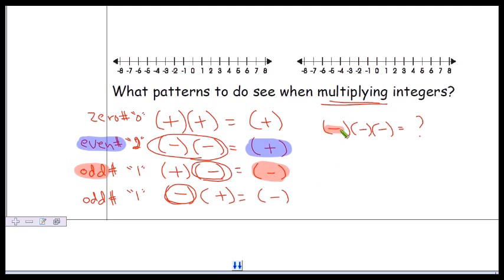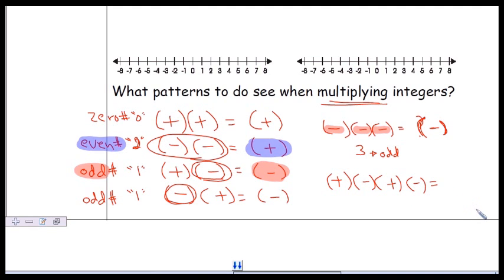Here we have how many negatives? 1, 2, 3, right? Is that an even number or an odd number? 3 is odd. So because it's an odd number of negatives, our answer is going to be a negative answer. Okay? What if you have a positive times a negative times a positive times a negative number?